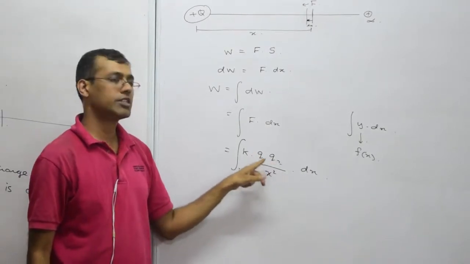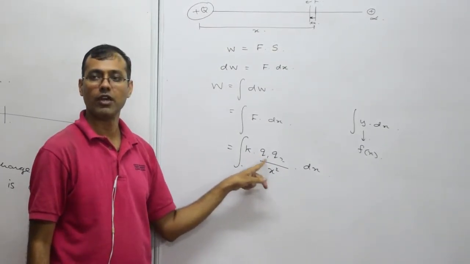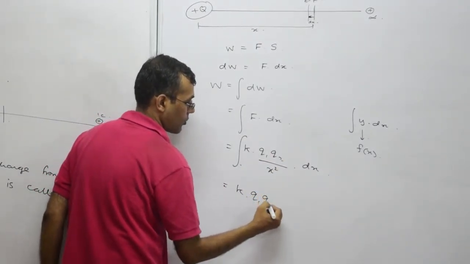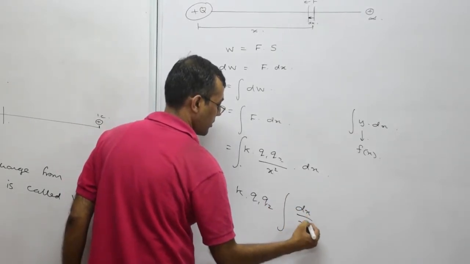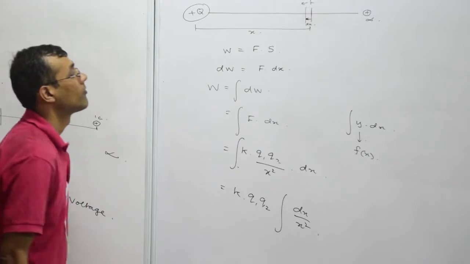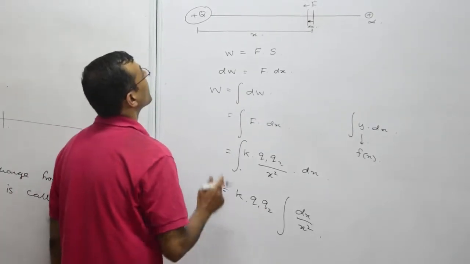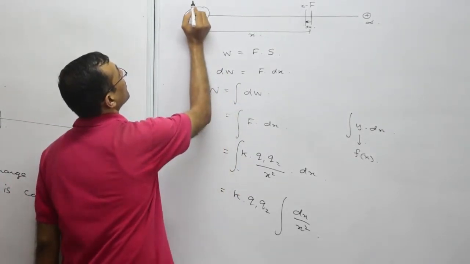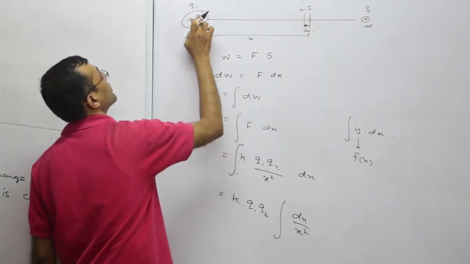Is the q changing? No. Constant? Not changing. So k, q1, q2 is constant. So I can take k, q1, q2 as constant, dx by x squared. Maybe take this down as this is q1, this is q2, some charge, how much work I am doing. This is q1.